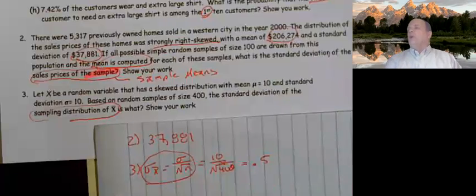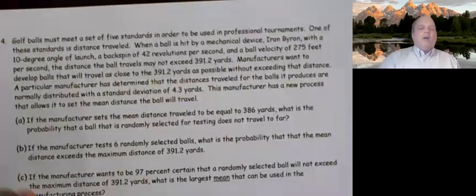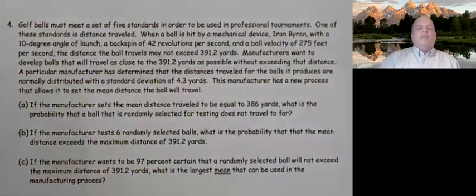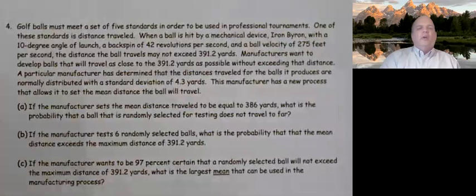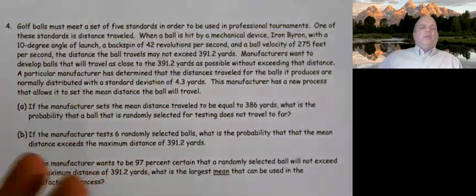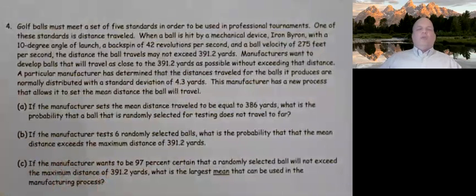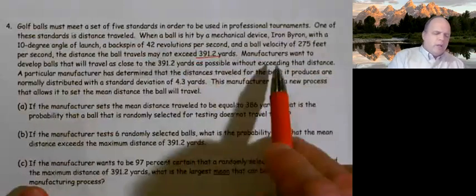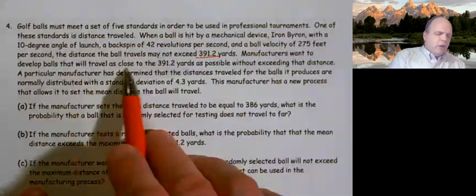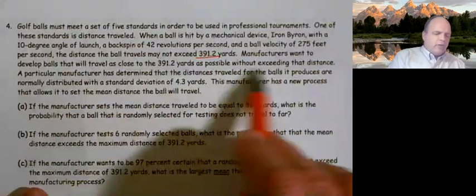All right, I'm going to open up this question. Golf balls must meet a set of 5 standards in order to be used in professional tournaments. One of these standards is distance traveled. When a ball is hit by a mechanical device, iron barring with a 10-degree angle of launch, a backspin of 42 revolutions per second, and a ball velocity of 275 feet per second. They gave you a bunch of information to scare you. The distance the ball travels may not exceed 391.2 yards. That might be important. Manufacturers want to develop balls that will travel close to 391.2 without exceeding that distance.